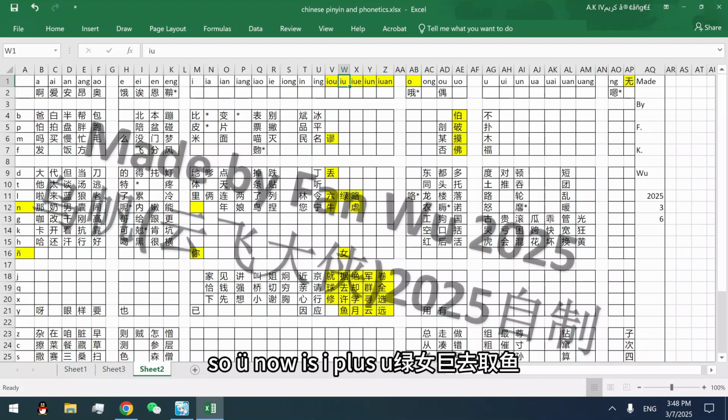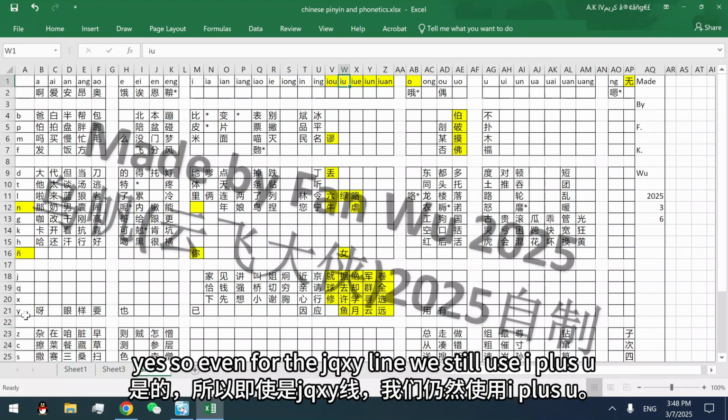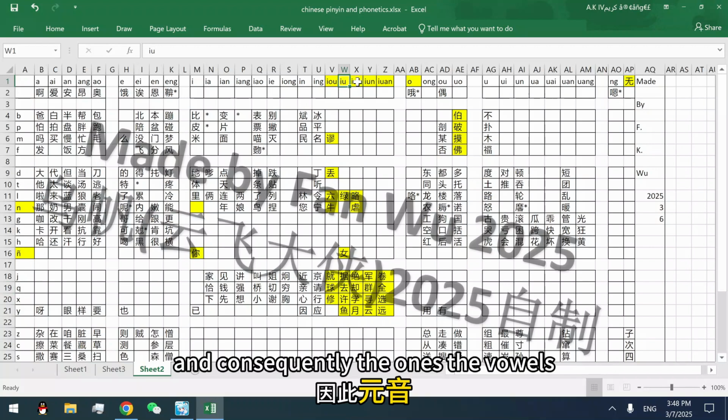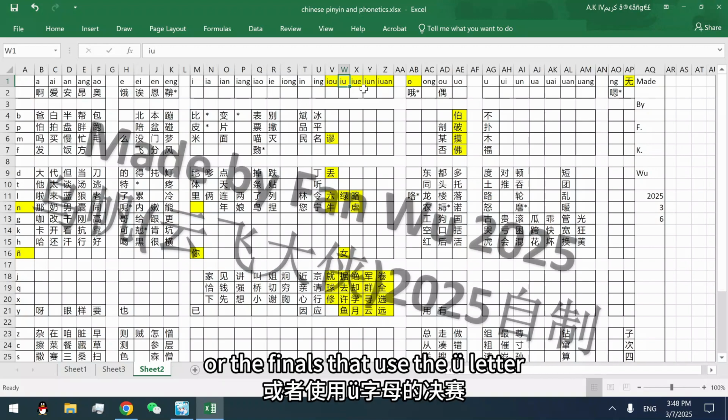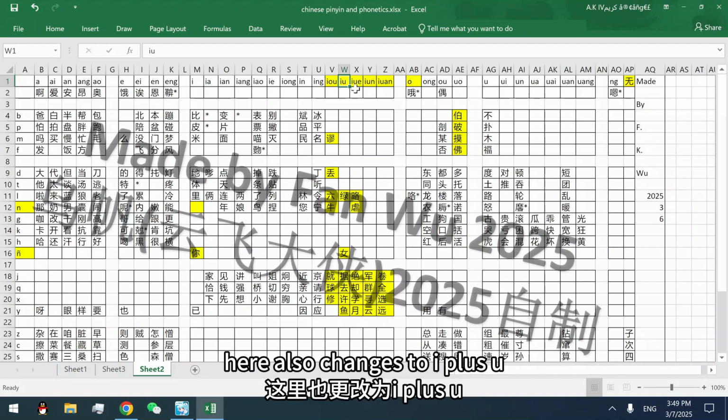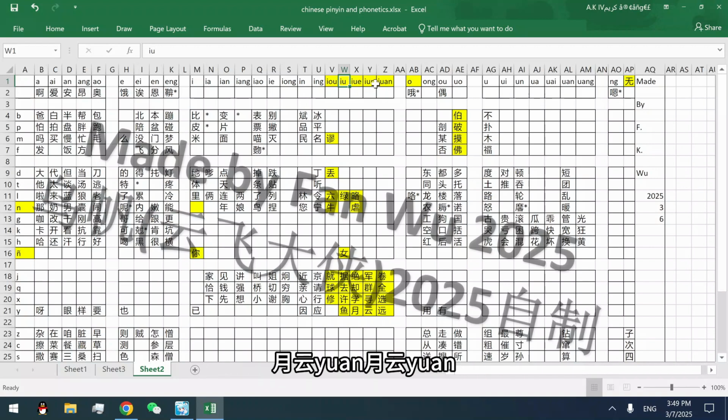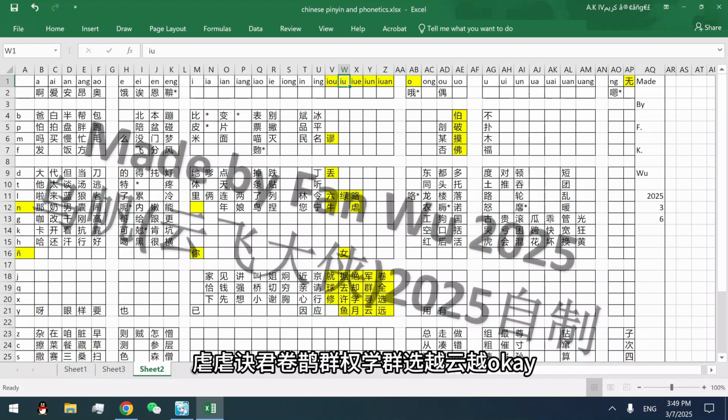绿, 女, 句, 去, 许, 于. Yeah, so even for the 七, 七, 七, 一 line, we still use I plus u. And consequently, the vowels or the finals that use the yu letter here also change to I plus u. 月, 晕, 远, 约, 晕, 远. 略, 虐, 绝, 均, 卷, 确, 群, 全, 学, 群, 选, 越, 云, 远.